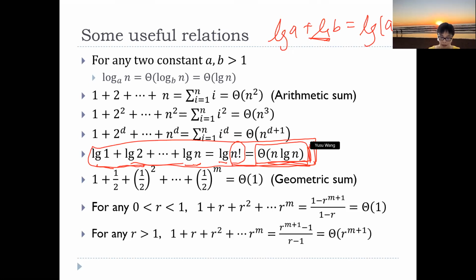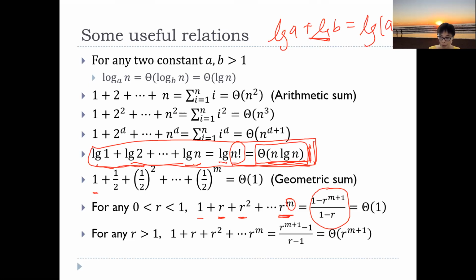Another useful relation comes from the geometric series. Intuitively, if I have a series where the exponent keeps changing, let's say we have 1 plus r plus r squared, and then all the way till r to the power of n, the general formula is this. But what this gives us depends on whether r is bigger than 1 or r is smaller than 1.